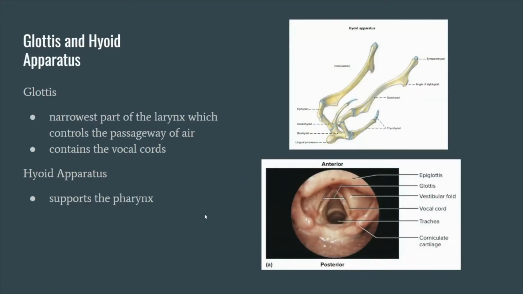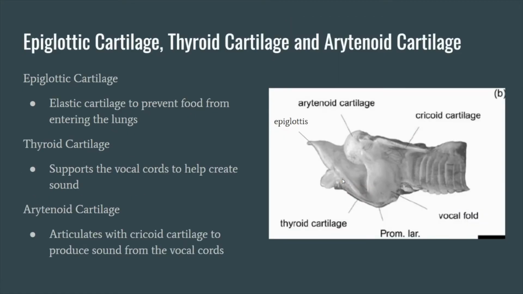Then the glottis is the narrowest part of the larynx, which controls the passageway of air and contains vocal cords, as seen here. The hyoid apparatus supports the pharynx and the larynx and aids in vocal cord functions. The epiglottic cartilage is an elastic cartilage to prevent food from entering the lungs. The thyroid cartilage supports the vocal cords to help create sound, and the arytenoid cartilage articulates with the cricoid cartilage to produce sound from the vocal cord.